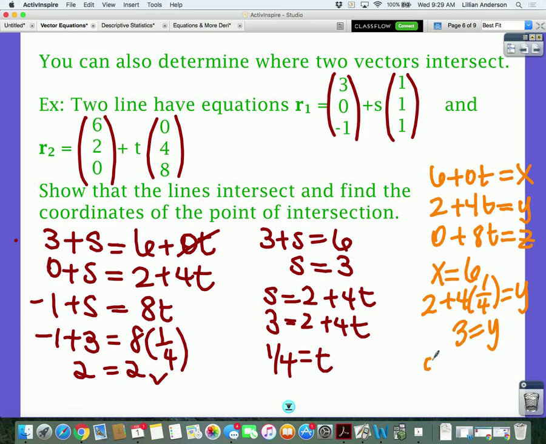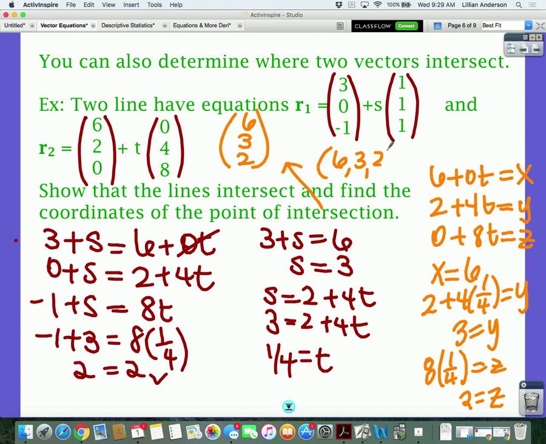And then when you plug in 1/4 for t to find z, z is going to equal 2. So your coordinates of intersection, you can write it either way. Either way would be simple. Remember, this is the column format.